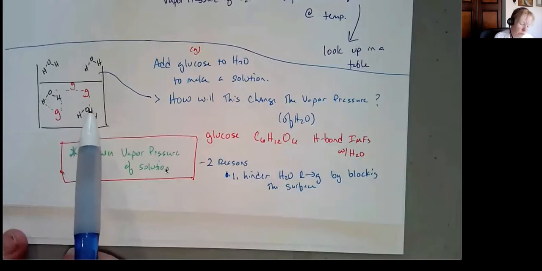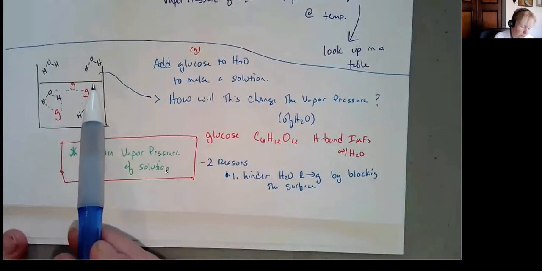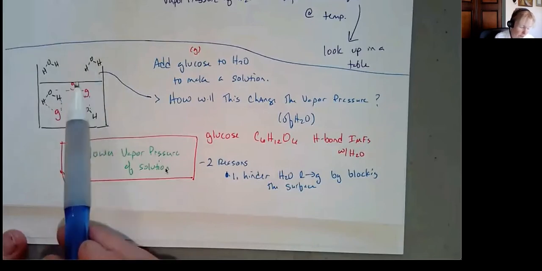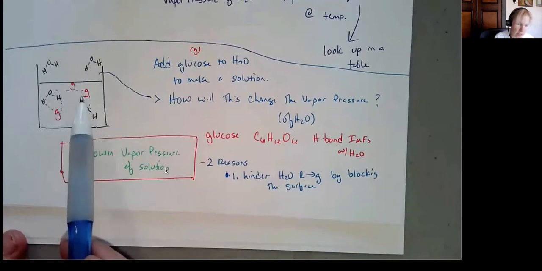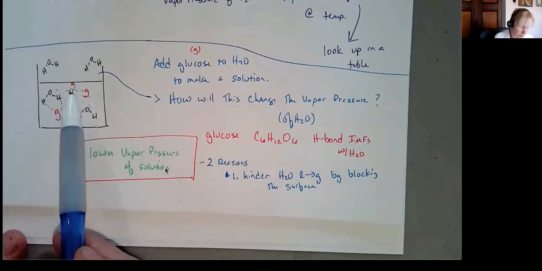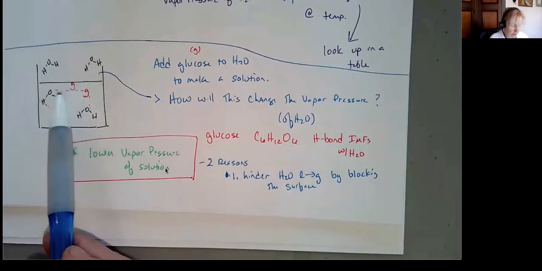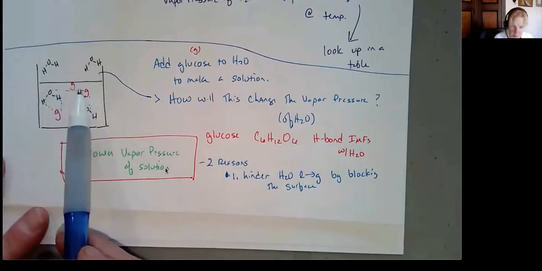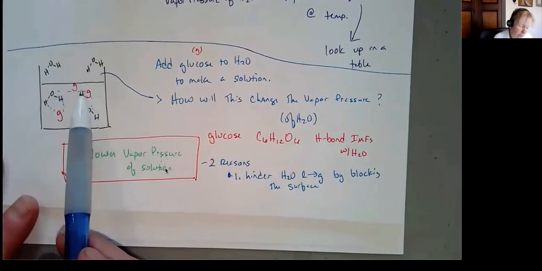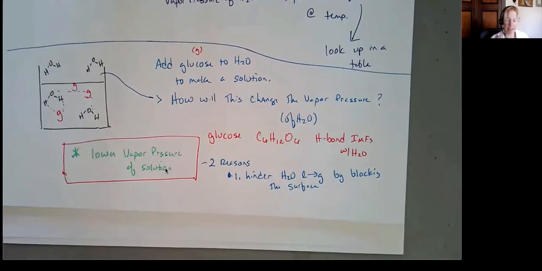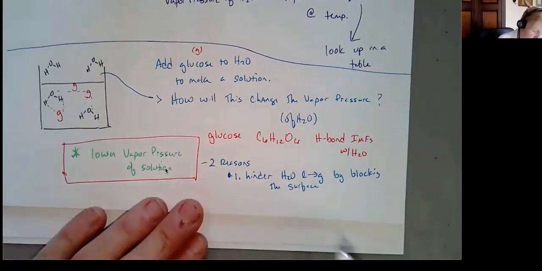First it has to move to the surface, and then it has to get enough energy to move from the surface to the gas phase. And so as I increase the number of glucose molecules, I'm going to statistically increase the number of glucose molecules that are up closer to the surface. And that's just sterically going to hinder the water from getting to the gas phase. So that would be one reason.